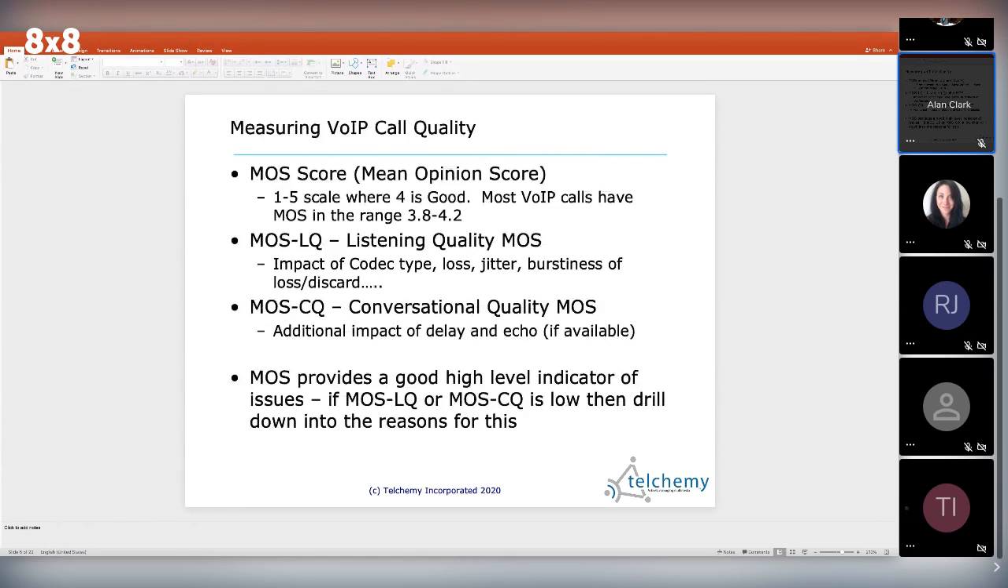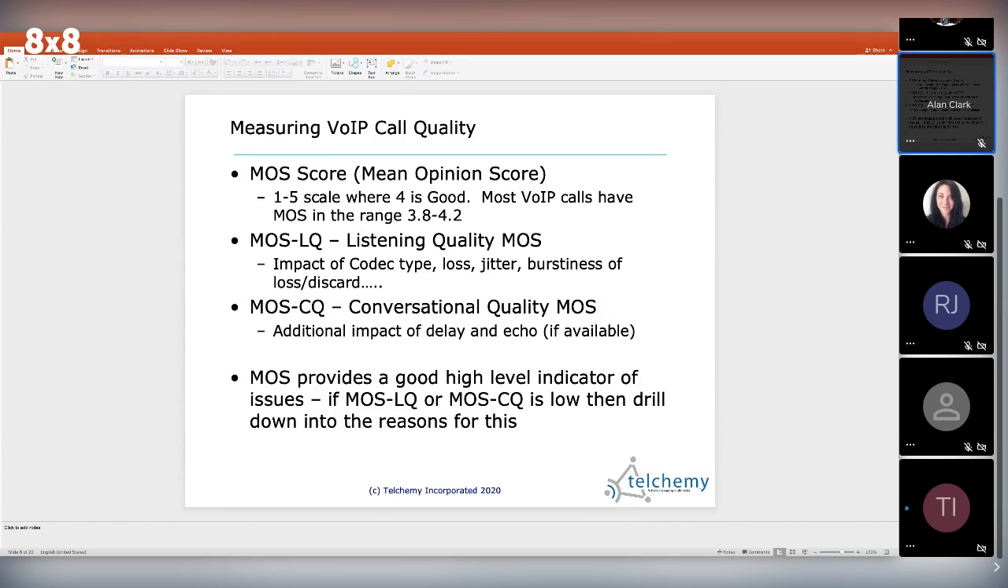So when we talk about voice quality, we take those parameters and we put them together to produce some sort of a high-level metric to give us a view of what the call quality is. And typically in the industry, we use MOS scores, which is a mean opinion score. A MOS score is a 1 to 5 scale, where 1 is unacceptable and 5 is excellent. Most voice over IP calls have a MOS in the range of 3.8 to 4.2 as typical.